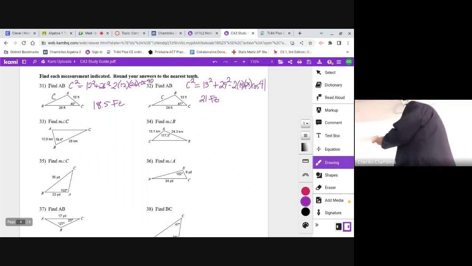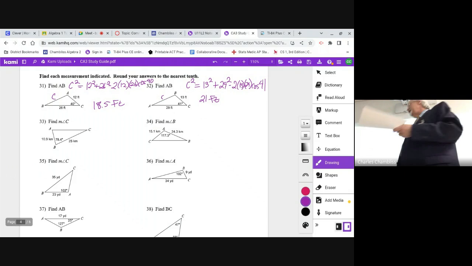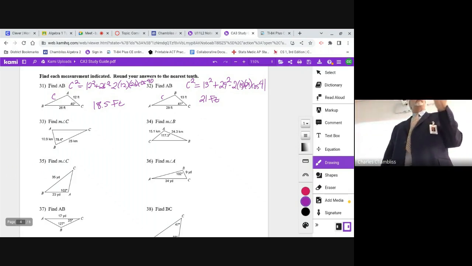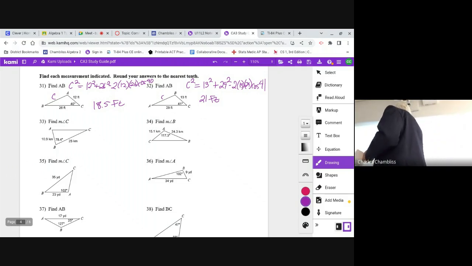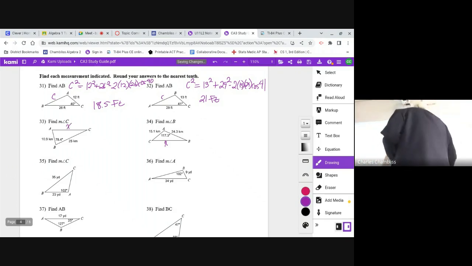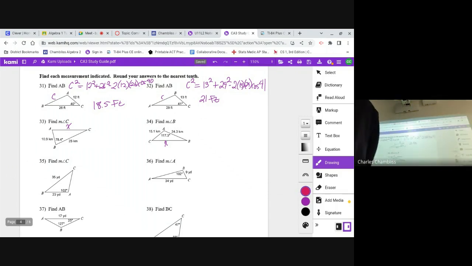For 33 and 34, these are probably the most complicated ones we've got, because they're the ones where we have to use the law of cosines to find the missing segment, then use the law of sines to find the missing angle. So of the problems on this common assessment, these are going to take the longest, because it's two formulas. So first, I got to find this segment using law of cosines, then use the law of sines to find the angle. I'm looking for this angle over here.